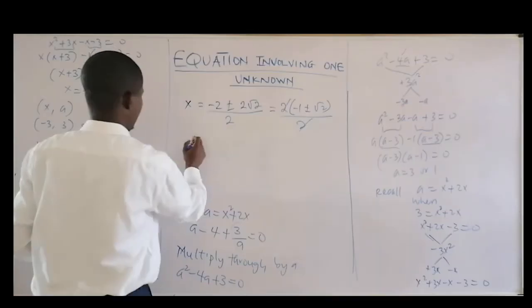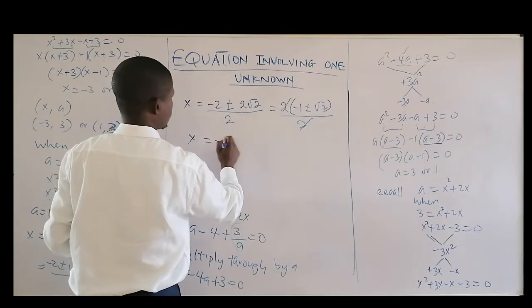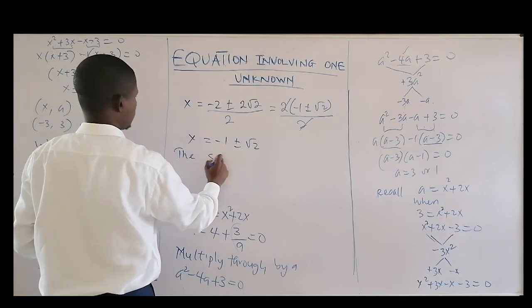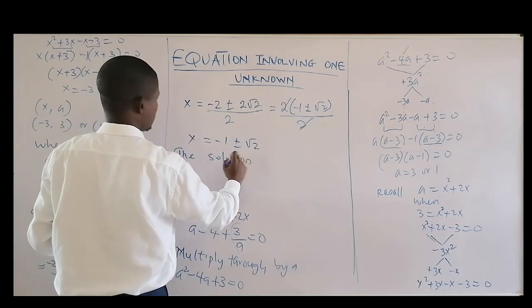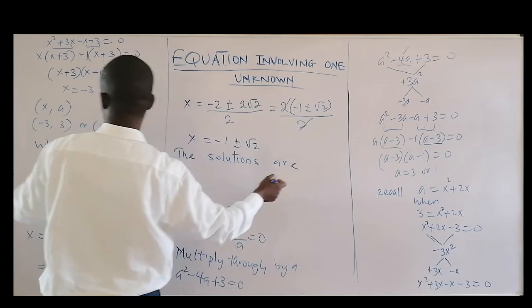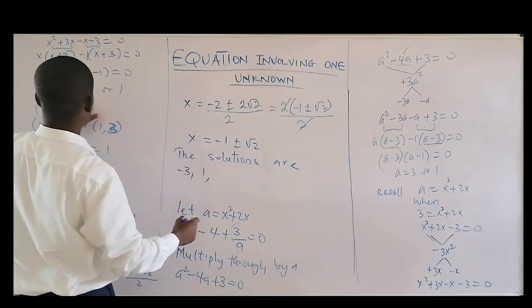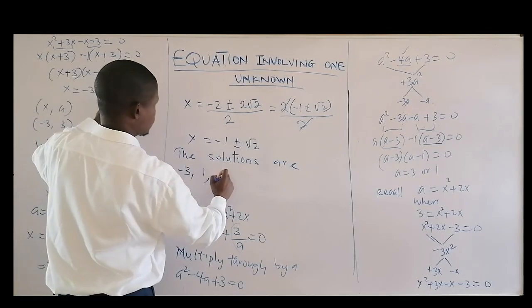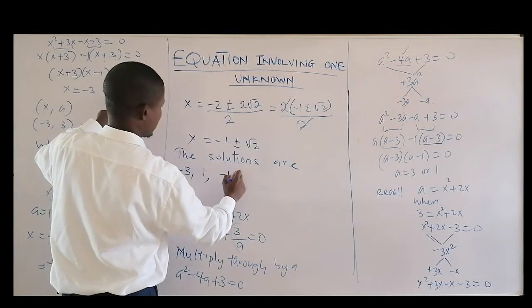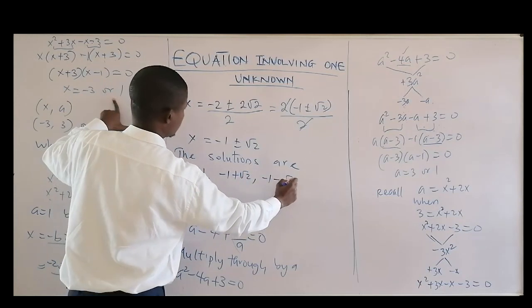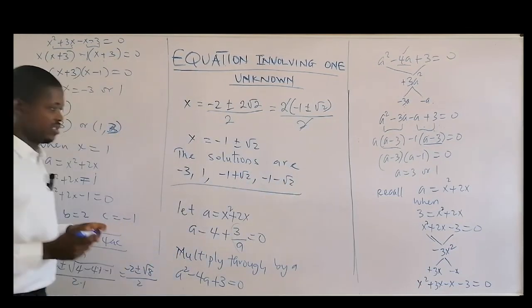So x is equal to minus 1 plus or minus root 2. So the solutions are, the first one we got, minus 3 and 1, and then for this one we have minus 1 plus root 2, minus 1 minus root 2. So these are the solutions to this equation.